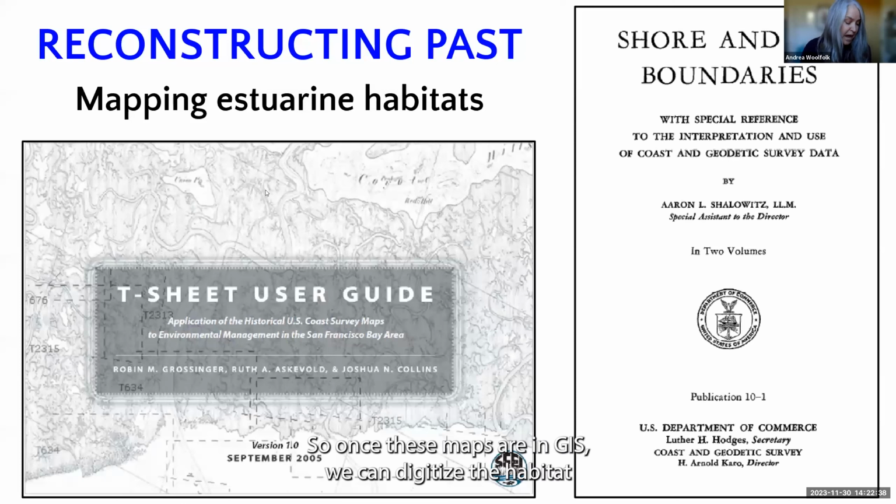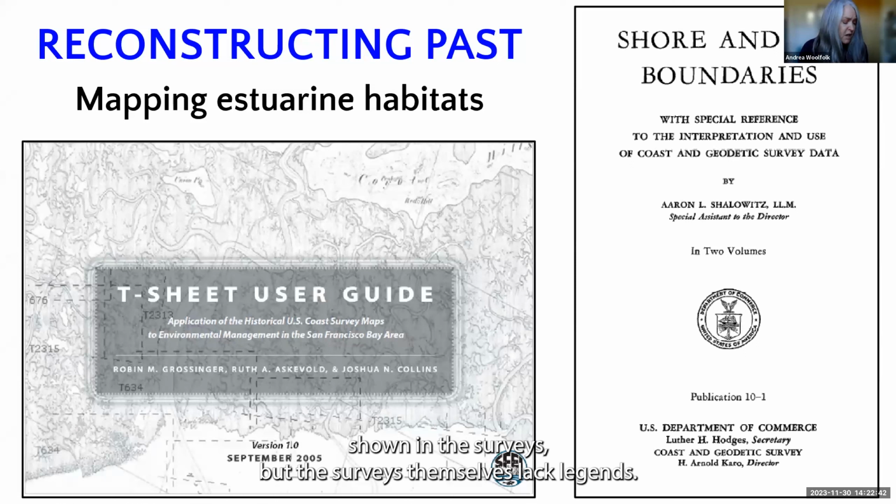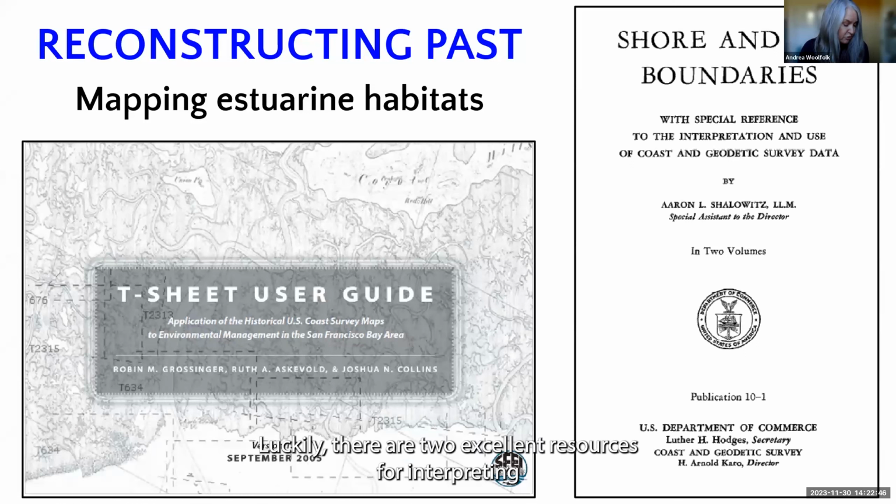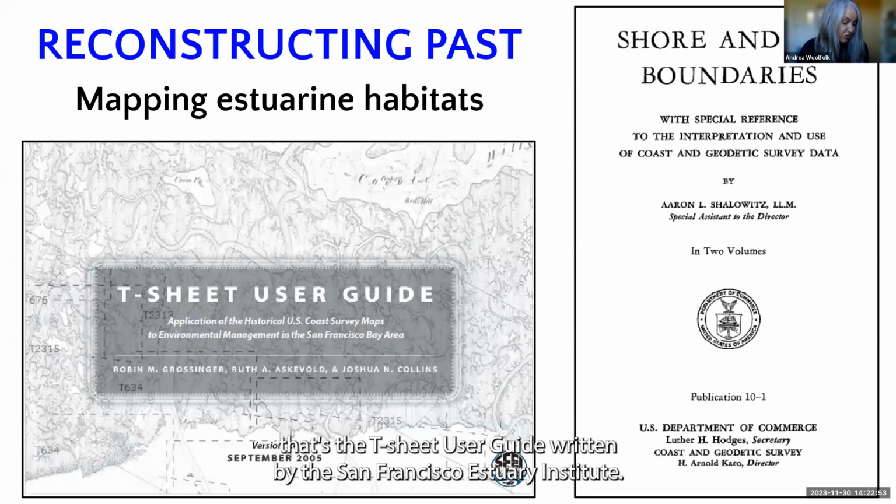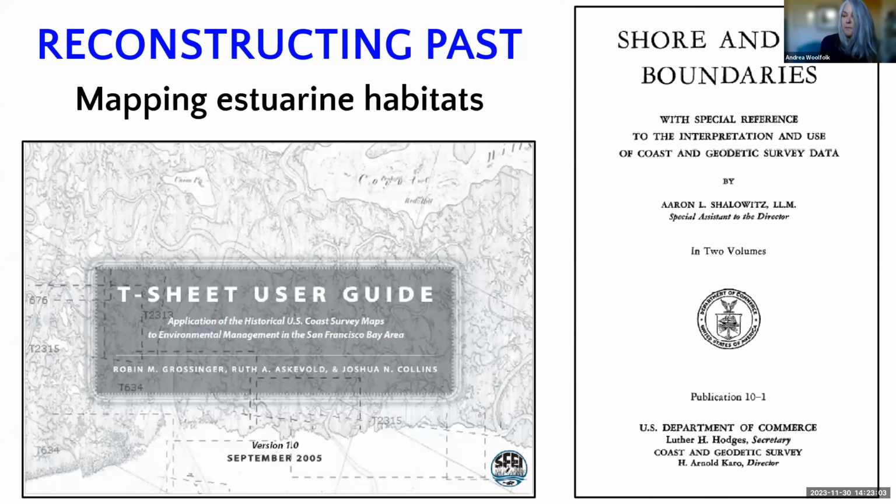So once these maps are in GIS, we can digitize the habitats shown in the surveys. But the surveys themselves lack legends. Luckily, there are two excellent resources for interpreting the data on these surveys. The first is specific to California. That one's on the left. That's the T-sheet user guide written by the San Francisco Estuary Institute. The other, Shore and Sea Boundaries, is very comprehensive, and it covers all of the methods used to create the T-sheets across the country.